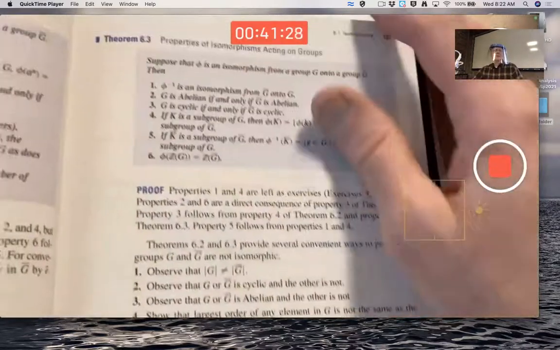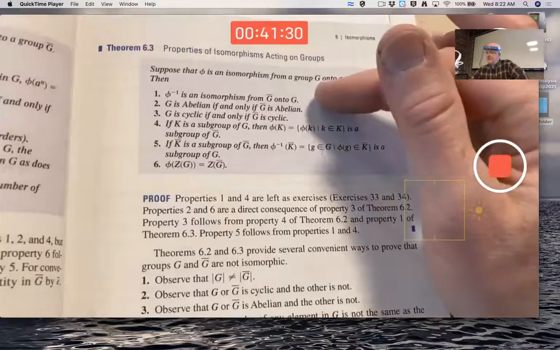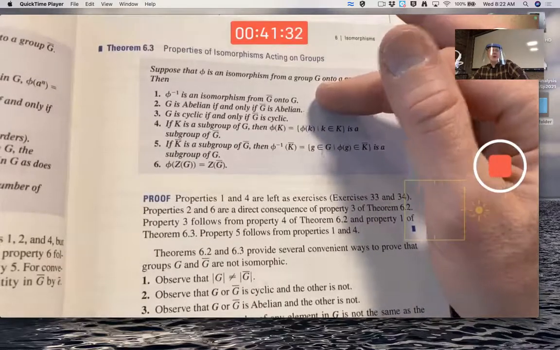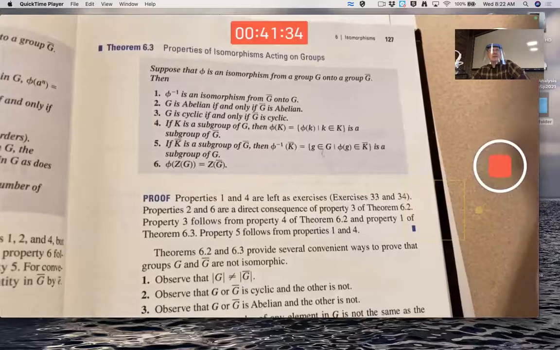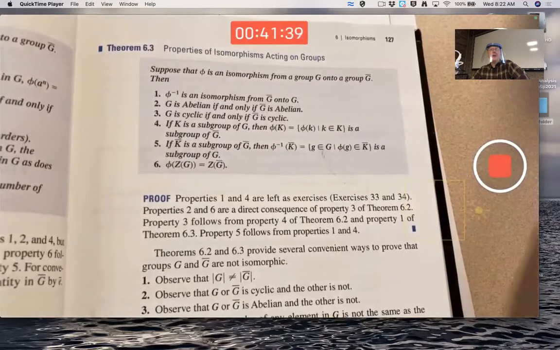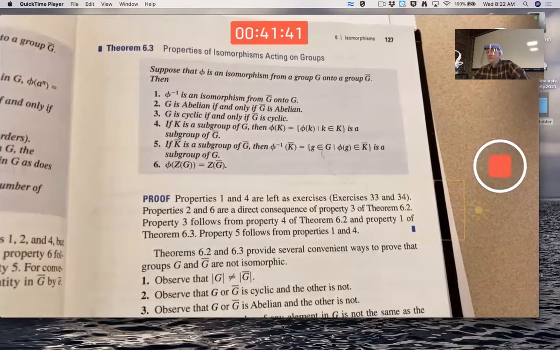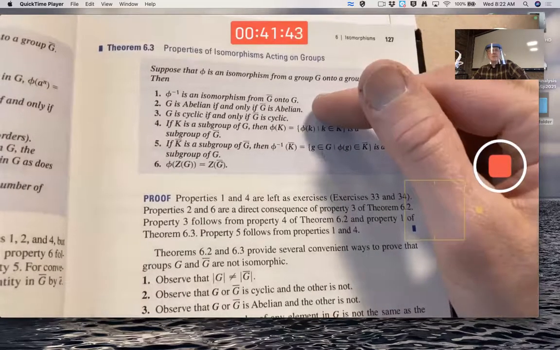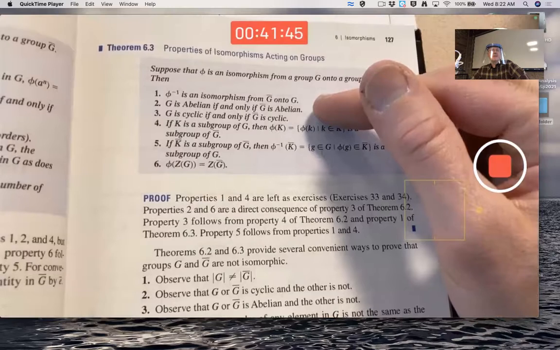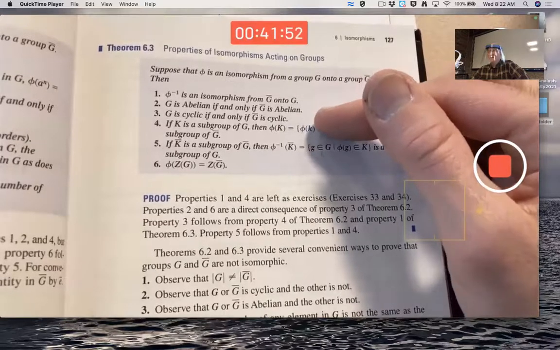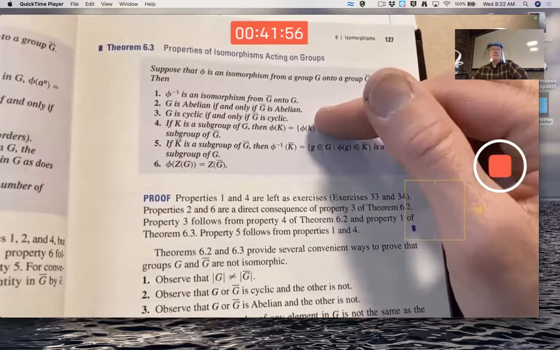And then these properties, as we talked about last Friday, the inverse function is an isomorphism. The only thing left to prove is that it's operation preserving. It's definitely one-to-one and onto from what we knew from back in chapter 0. G is abelian if and only if G bar is abelian, and that would be equivalent to also saying G is non-abelian if and only if G bar is non-abelian. G is cyclic if and only if G bar is cyclic, which is equivalent to saying G is not cyclic if and only if G bar is not cyclic.